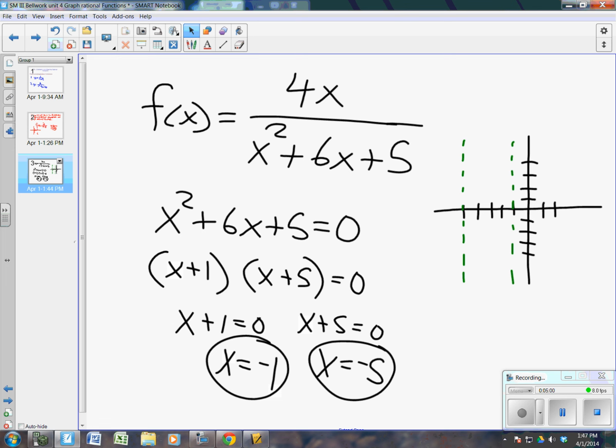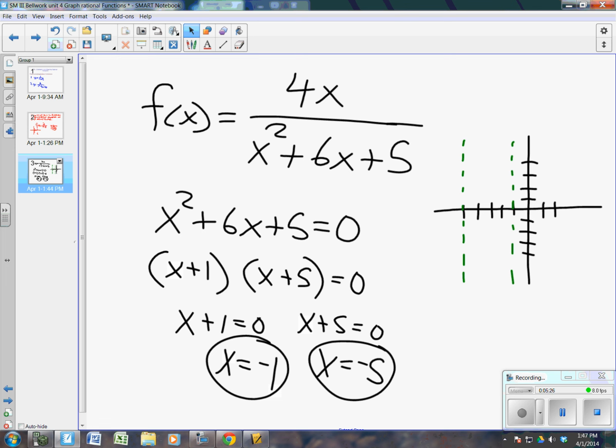We've talked about horizontal, which is this way, and vertical, which is this way. Oblique is a slant, or we sometimes call it a slant asymptote. You can't have both a horizontal and an oblique. And by the way, you might not have either one of them. You might not have a horizontal or an oblique. You'll never have both.